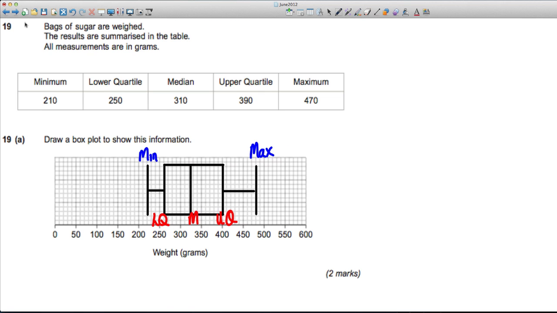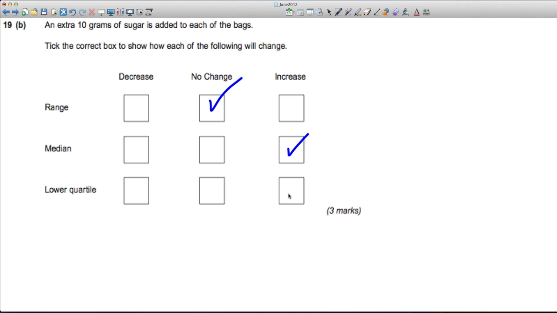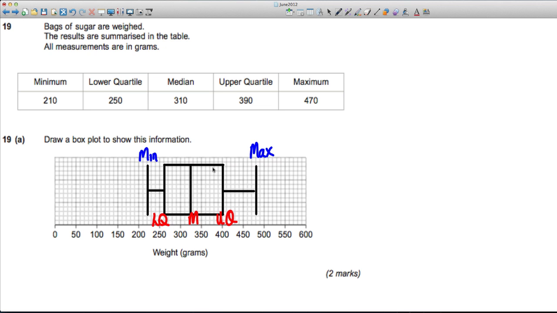And the lower quartile, well, what would happen to the lower quartile? It's moved across by 10 as well. It, of course, would increase as well. Now, just looking back, it hasn't asked us this, but would the interquartile range change? No, because the lower quartile and upper quartile have increased by 10. So if you take them away from each other, the difference is the same. But minimum, lower quartile, median, upper quartile, max, all change by 10. But range or interquartile range do not change at all.